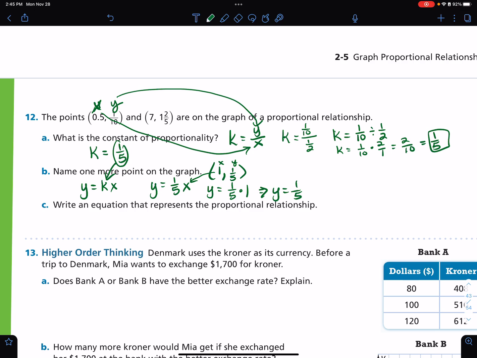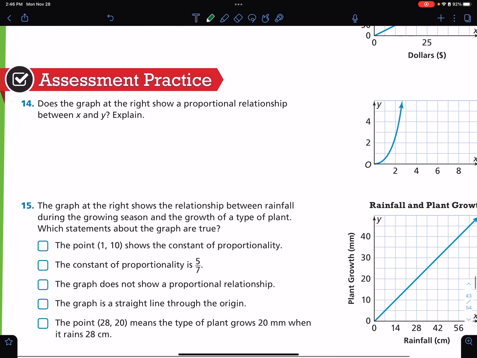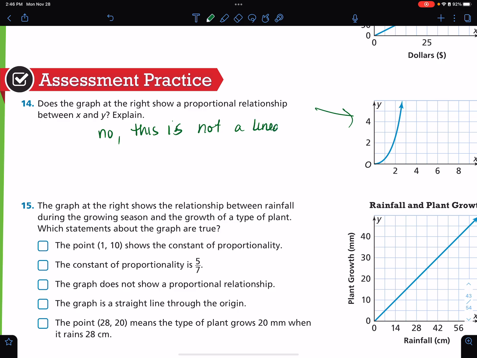Write an equation that represents the proportional relationship. Guess what? We already did that right here. So y equals 1/5 x. I did not make you do 13, but we can do 14. Does this graph over here show a proportional relationship? No. This is not linear. Oh, this is not a line. We can just say this is not a line. So it is not proportional.